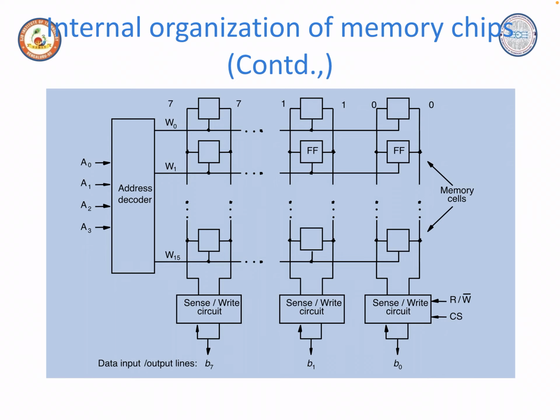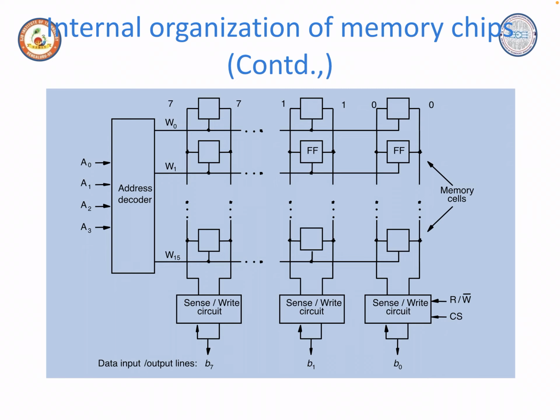So this is a 16 cross 8 memory cell organization, and you can observe here 16 word address lines. In order to address them uniquely, we need 4 address lines. As I already told you, if I have k bits, you can get 2 power k address locations. So here I can have 4 address lines, A0 to A3.